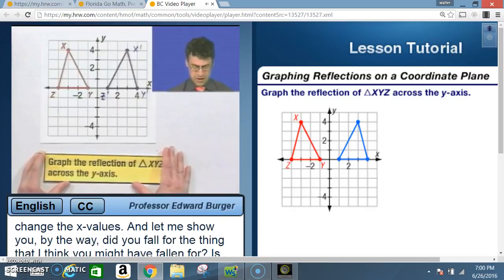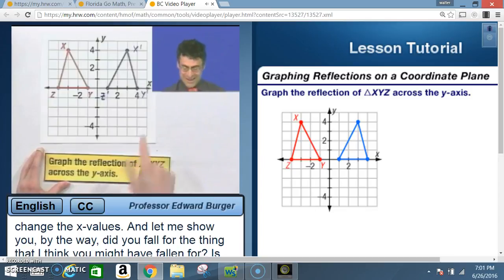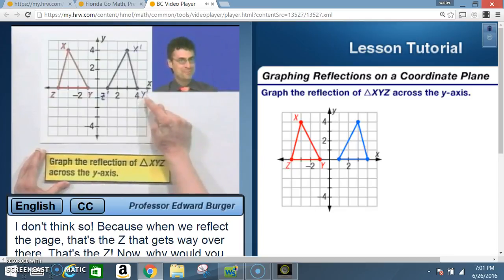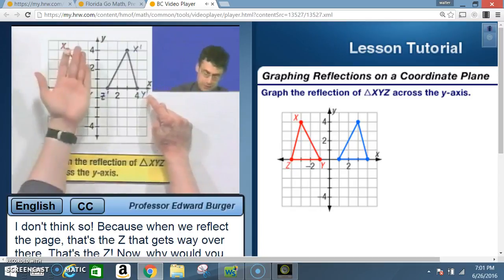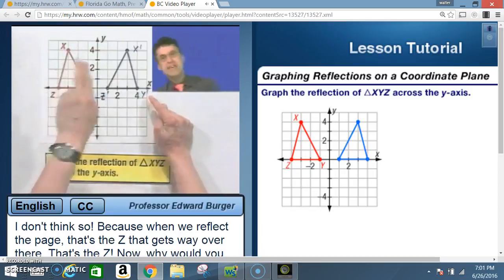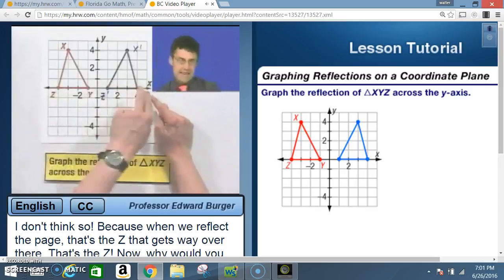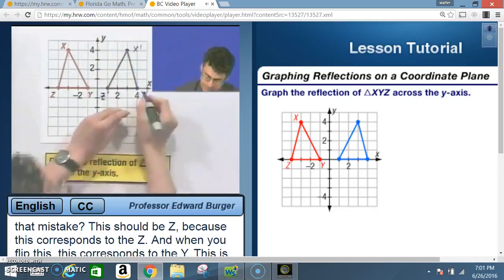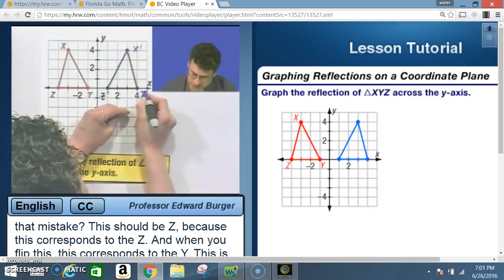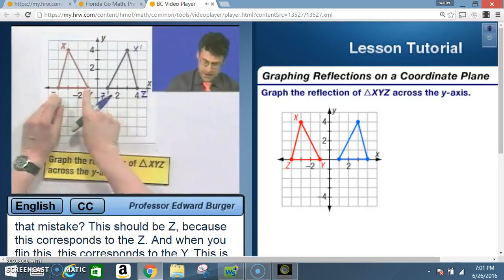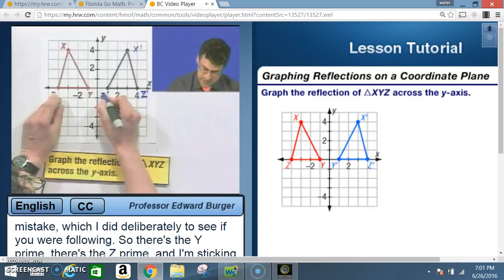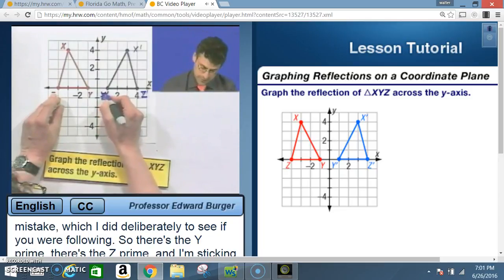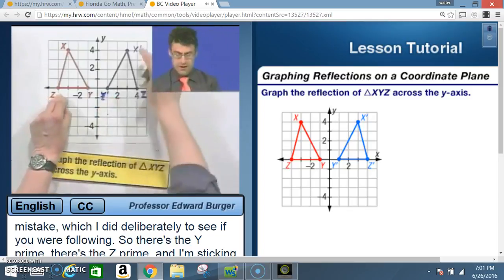And let me show you what I mean. Oh, by the way, did you fall for the thing that I think you might have fallen for? Is that really y prime? I don't think so. Because when we reflect the page, that's the z. It's way over there. That's the z. Now, why would you let me make that mistake? This should be z, because this corresponds to the z. And when you flip this, this corresponds to the y. This is a classic mistake, which I did deliberately to see if you were following. So there's the y prime, there's the z prime, and I'm sticking with the x prime.